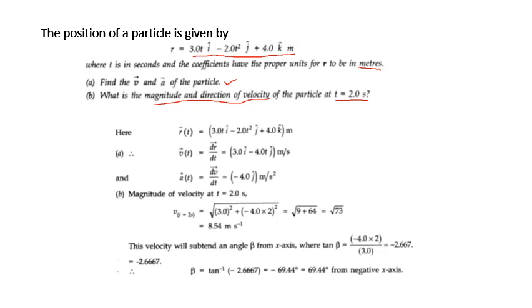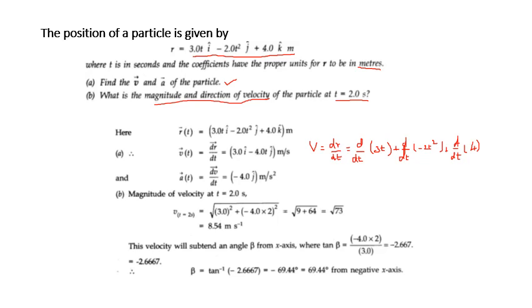So what is the velocity? How will you derive velocity from the position vector? We know the formula: instantaneous velocity is nothing but the differentiation of the position vector with respect to time. So d by dt of the first term 3t, plus d by dt of minus 2t squared, and the third term is d by dt of 4.